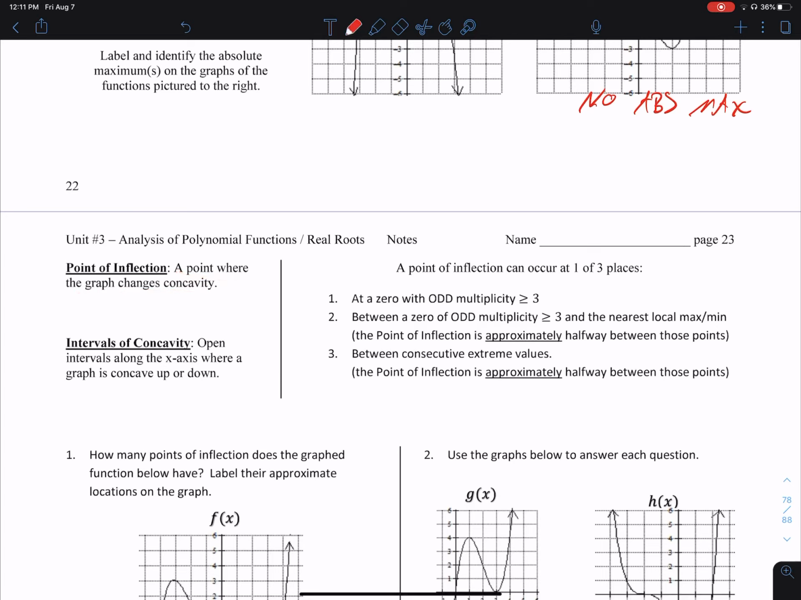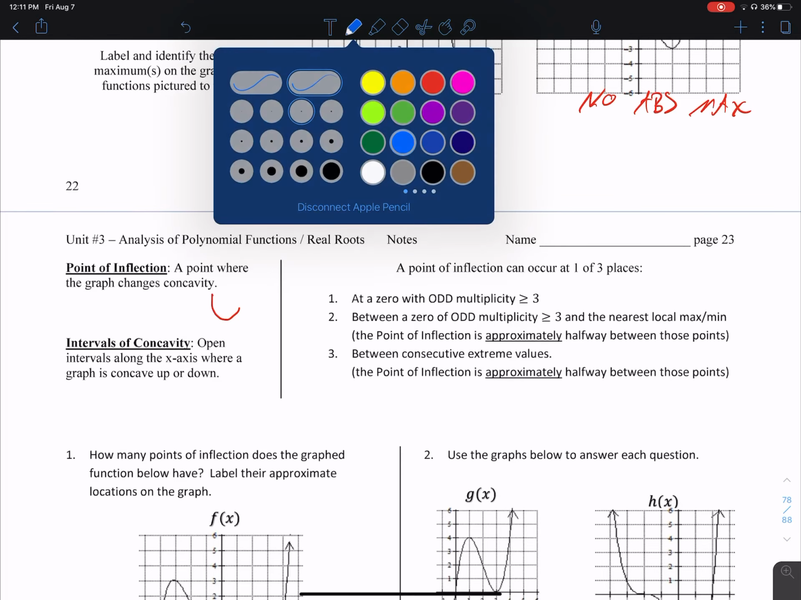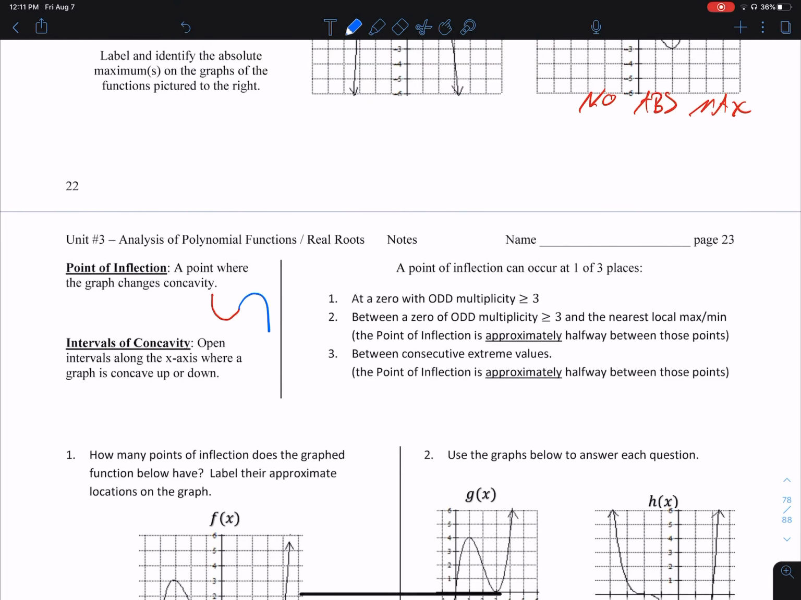So, for example, if I have a curve that looks like this, and the rest of the curve looks like this, that red part of the curve is concave up, the blue part is concave down. That black dot is called the point of inflection. It's where it changes concavity. Intervals of concavity are open intervals along the x-axis where the graph is concave up or concave down. We'll get into some examples of those.